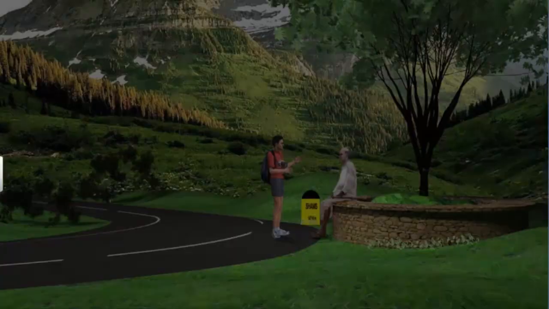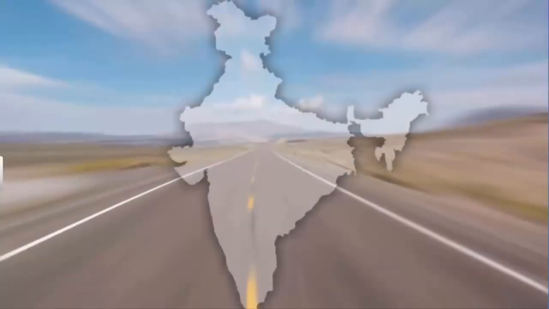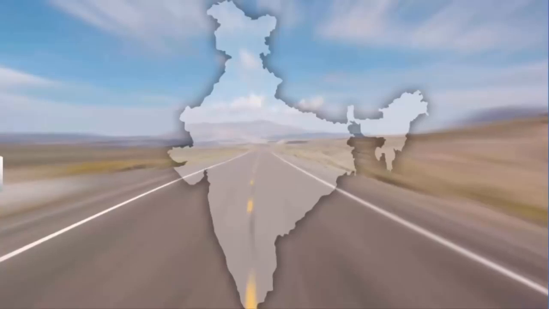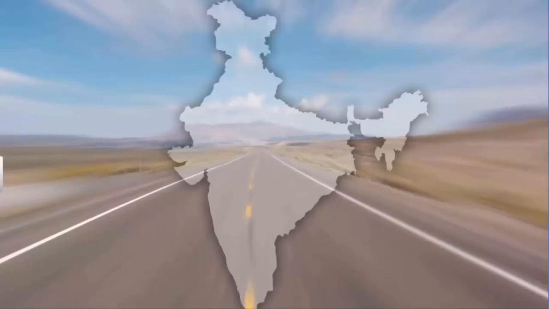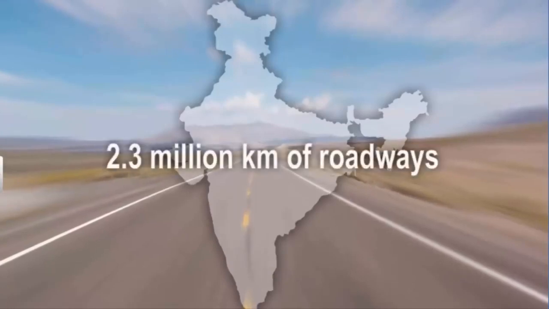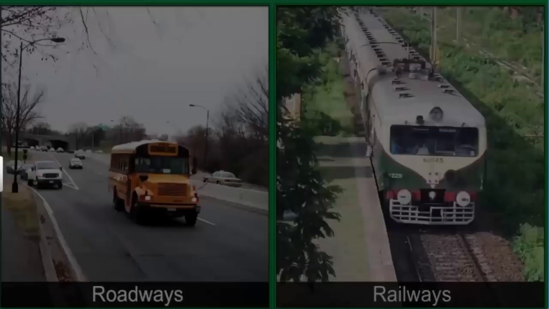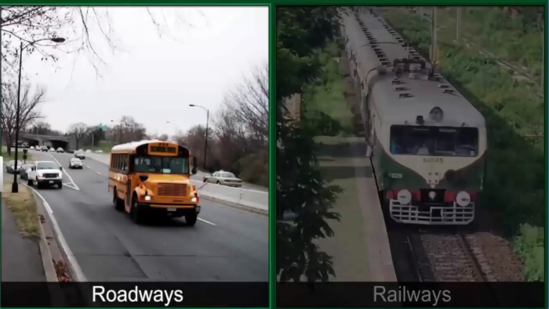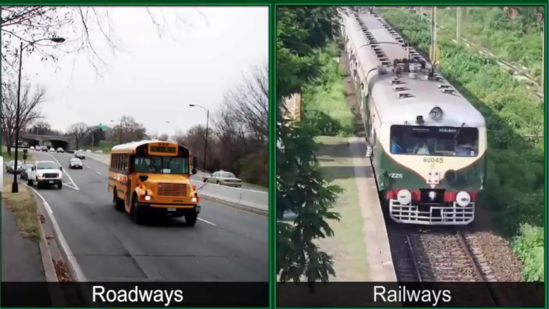The road network in India is amongst the most widespread in the world. At present, the length of all the roads in India adds up to around 2.3 million kilometers. Some of us love to travel by road, while some by train. However, roadways have some practical advantages over railways. Let us take a look at them.